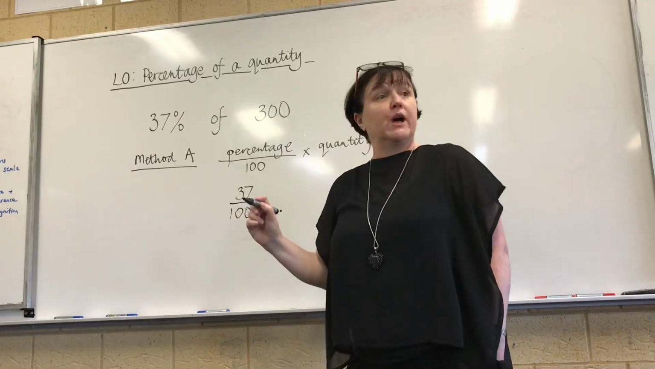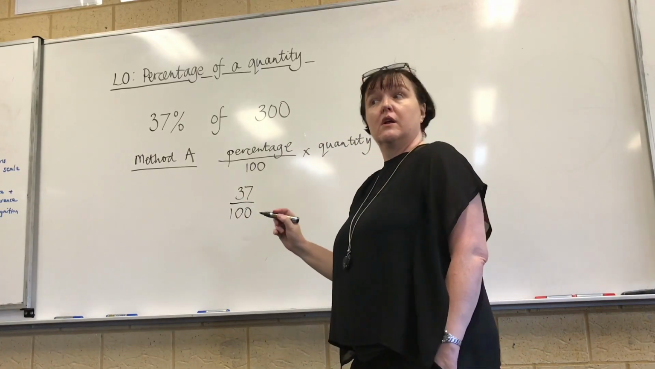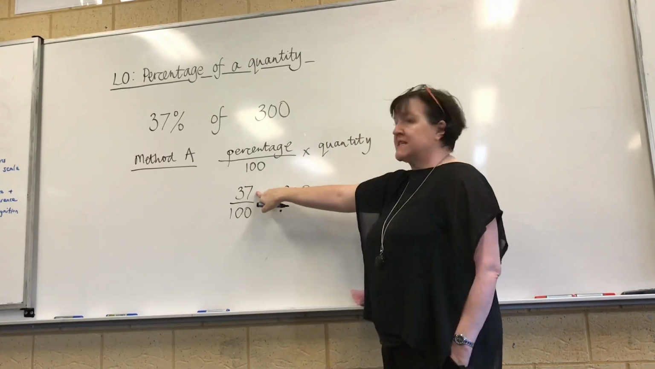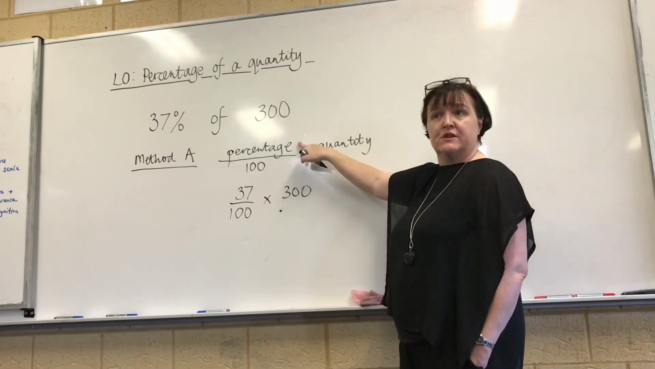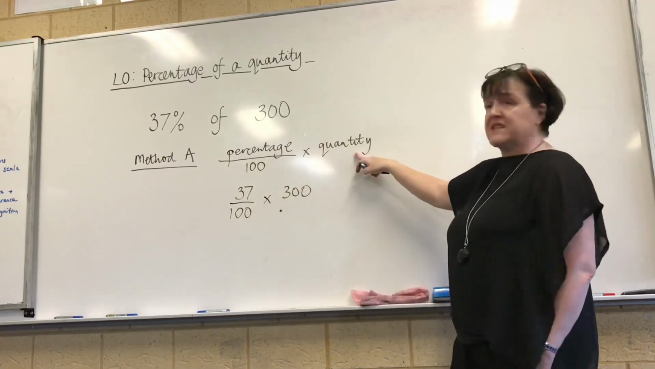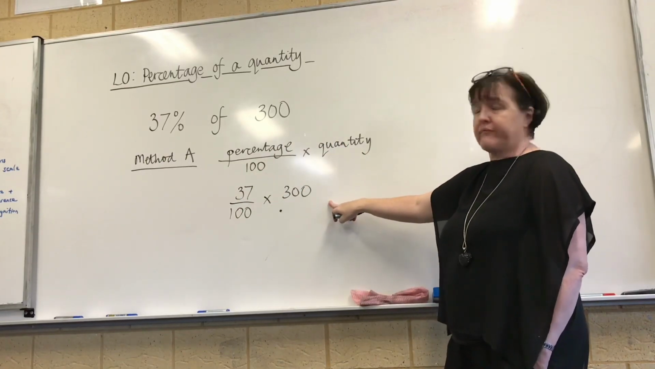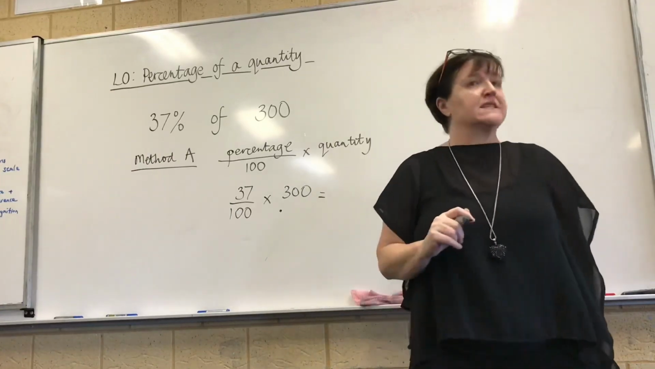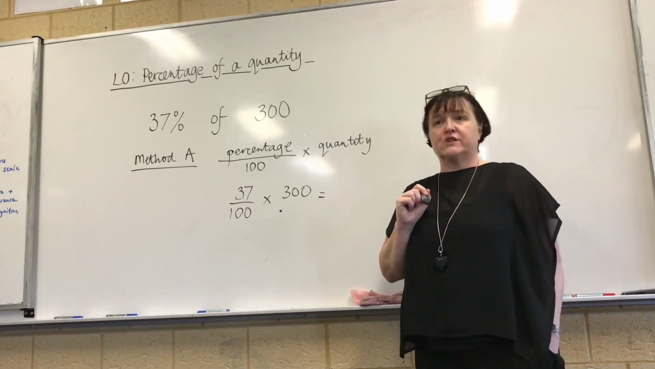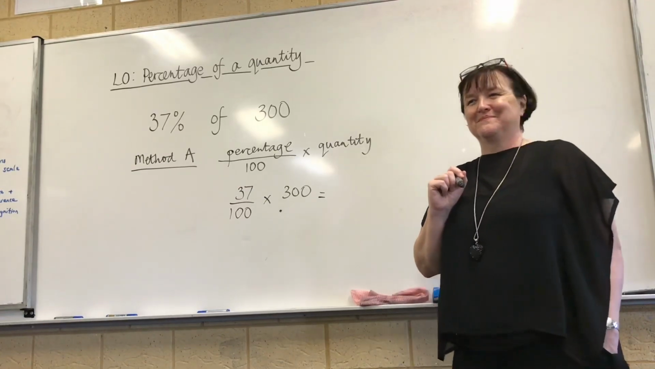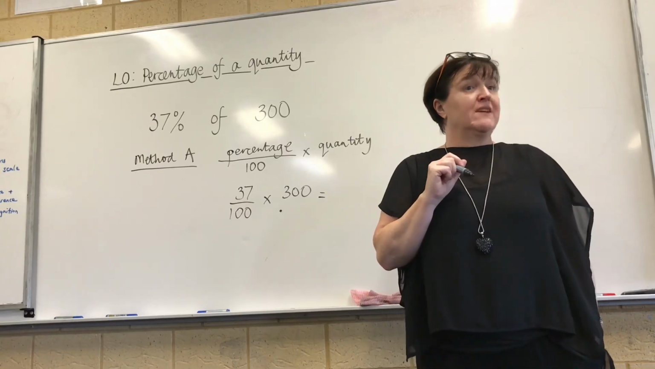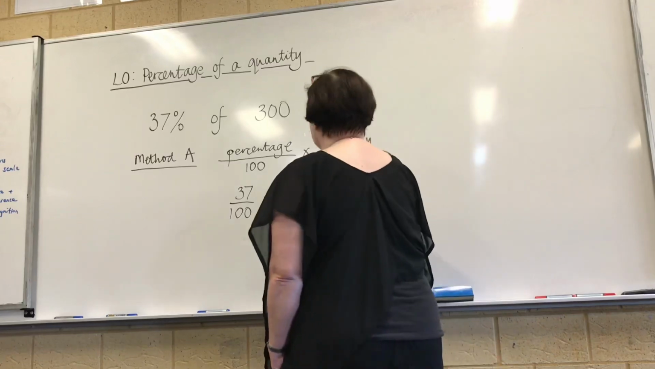then you would multiply it by 300. Because 37 is the percentage, you divide it by 100, that stays the same, and the quantity is 300. So have a go at that on your calculator: 37 divided by 100 multiplied by 300. 111? Yeah, so it's 111.